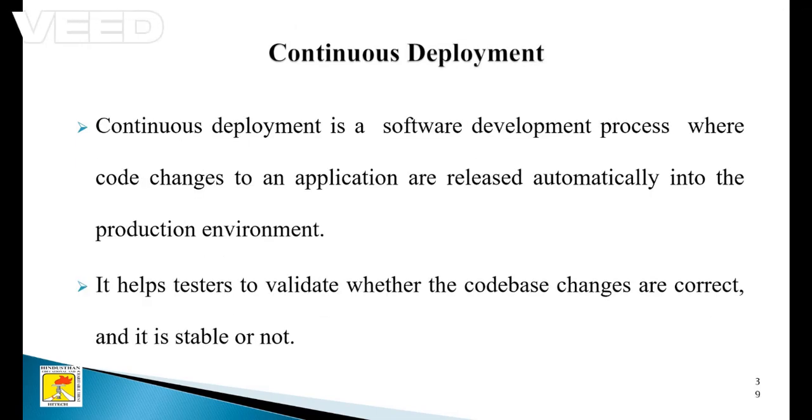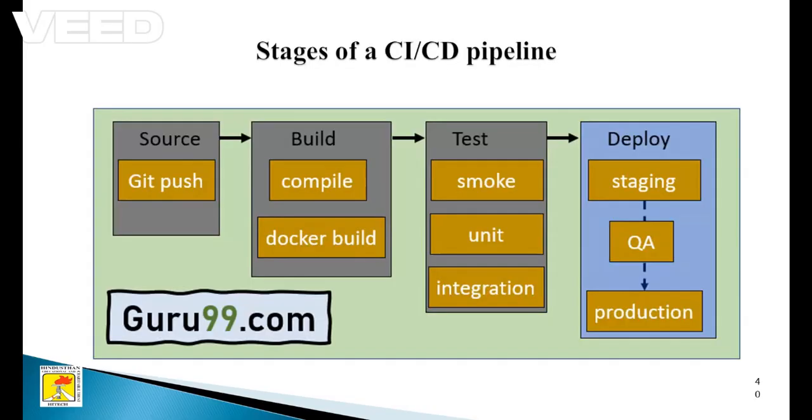Next, continuous deployment. It is a software development process where code changes to an application are released automatically into the production environment. It also helps the testers validate whether the code base changes are correct and stable. These are the stages: first, the source, then building, testing, and deploying. In the source stage, first we do the git push.